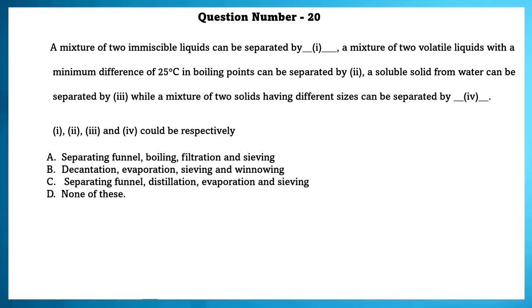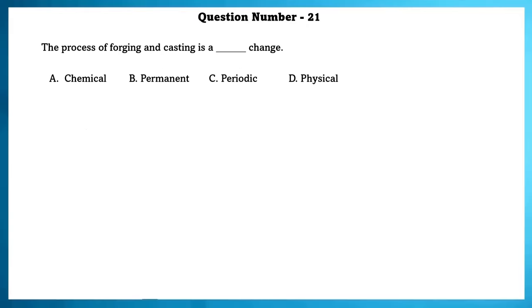Question number 20. A mixture of two miscible liquids can be separated by a separating funnel. A mixture of two volatile liquids with a minimum difference of 25 degrees Celsius in boiling points can be separated by boiling. A soluble solid from water can be separated by filtration, while a mixture of two solids having different sizes can be separated by sieving. Question number 21. The process of forging and casting is a physical change.